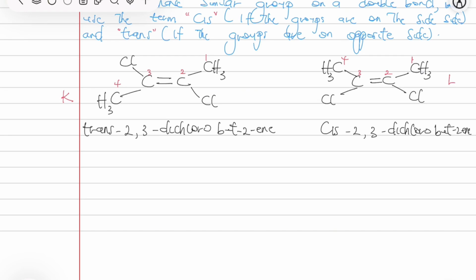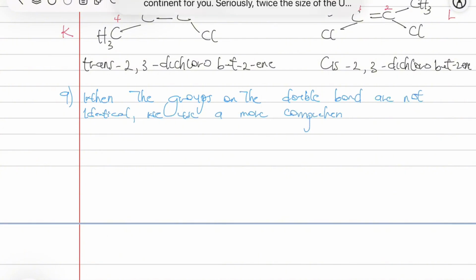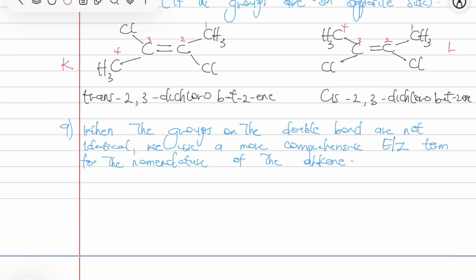These two compounds are called stereoisomers because they are not identical. What actually matters is the orientation of their substituents in space. In the trans, the substituents are oriented in opposite directions, but in cis, the identical substituents are in the same direction in space. The trans and cis nomenclature of alkenes is only restricted to identical substituents connected to the double bond. But when the groups on the double bond are not identical, we use the more comprehensive E/Z terms for the nomenclature of the alkene. Let us consider these two examples below.